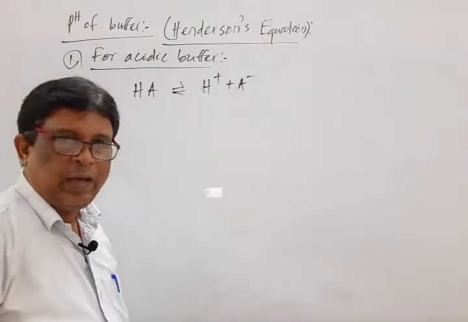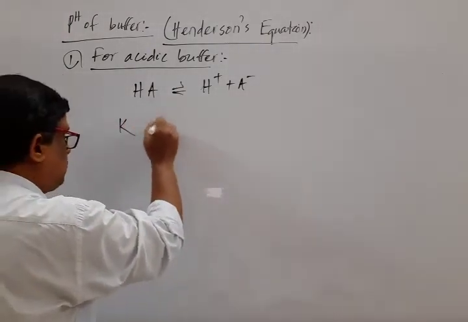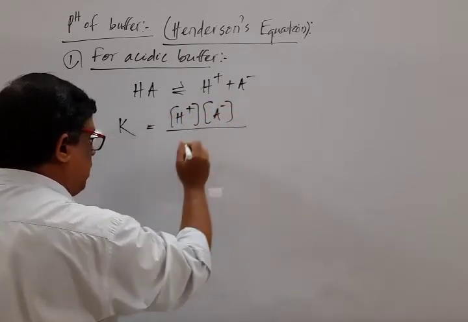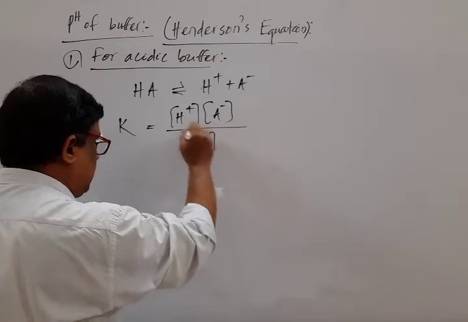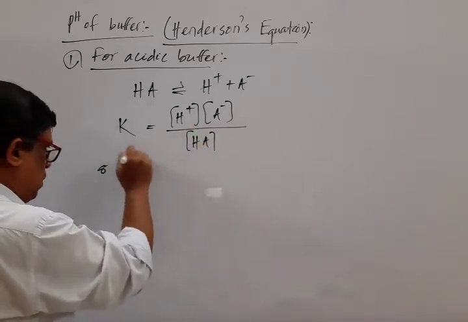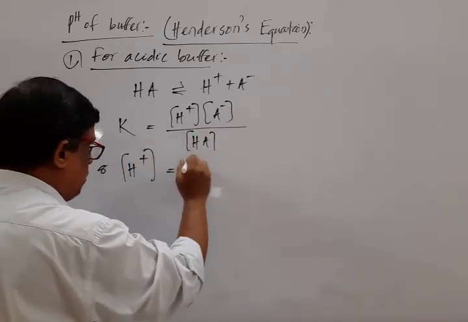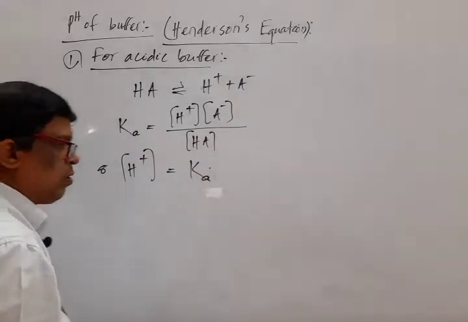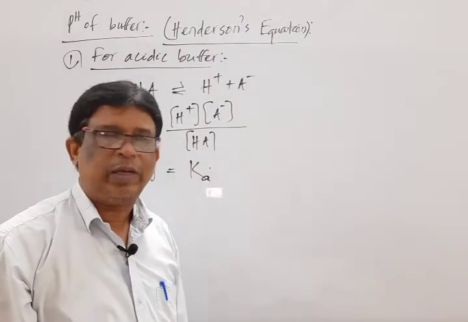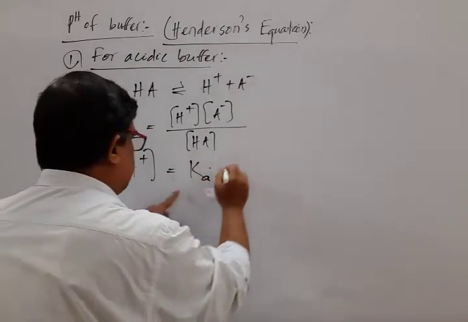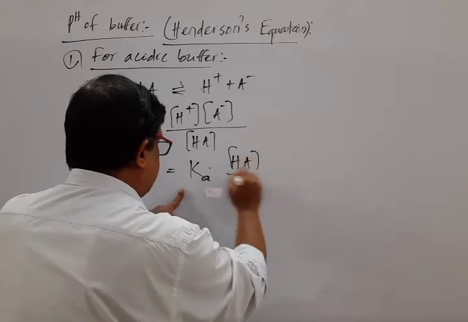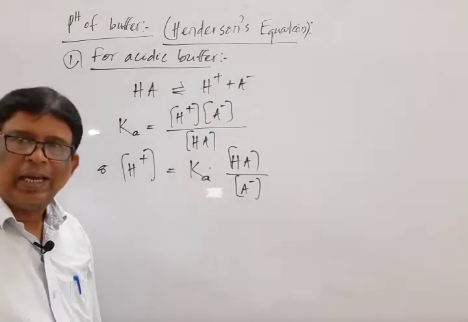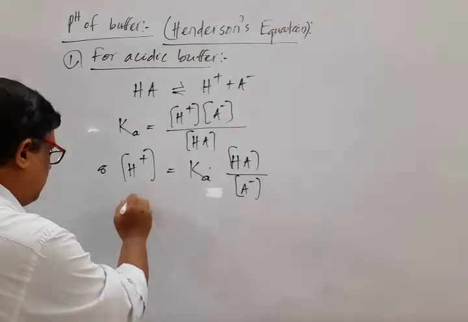Applying the law of chemical equilibrium, we have K equal to [H⁺][A⁻] divided by [HA], or here the H⁺ ion concentration is equal to K into Ka. What is Ka? The dissociation constant or ionization constant for the weak acid. So the H⁺ ion concentration is equal to Ka times the HA molar concentration divided by A⁻. Okay. Now taking logarithm on both sides.